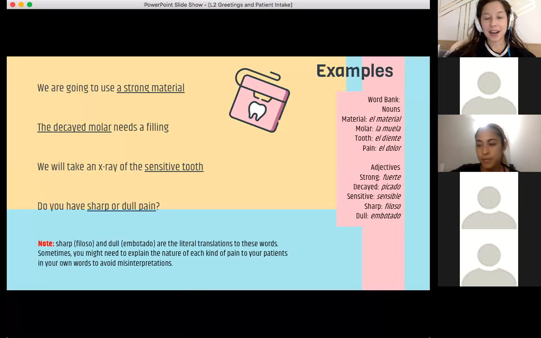Okay, now here comes the practice part. I know these are a lot of new words, so we've included a word bank for you guys, but it'd be great if we could get a couple people to volunteer for maybe a few of these. So if we were to say a strong material, how would you say strong material in Spanish?